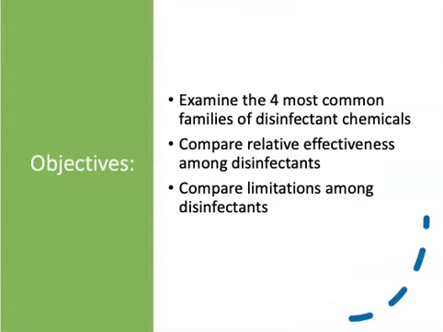Our objectives for this lab exercise are to first examine the four most common families of disinfectant chemicals. We're going to compare the relative effectiveness of these chemical disinfectants, and we'll really focus on some of the limitations that we find within these families of disinfectants. You're going to hear me say again and again during this laboratory that we have to know our chemicals. We have to know which chemical is the most appropriate to use in which situation, depending upon which types of microbes we're trying to control.